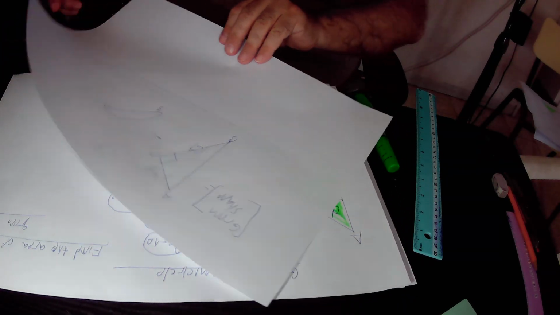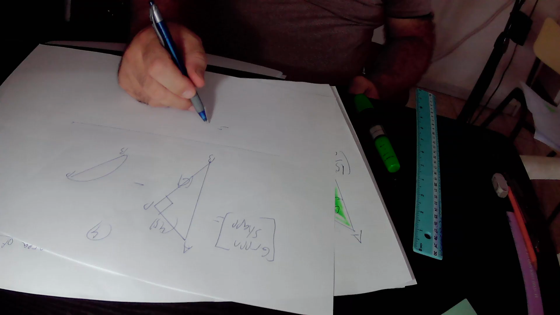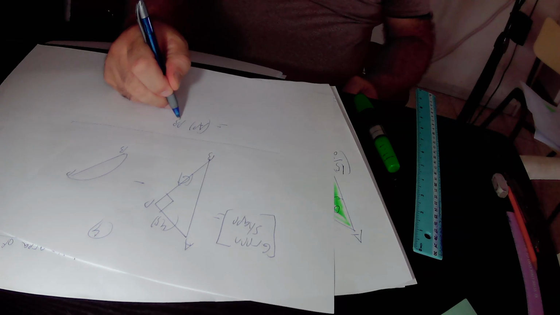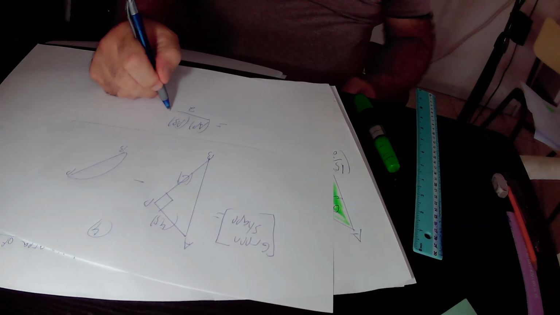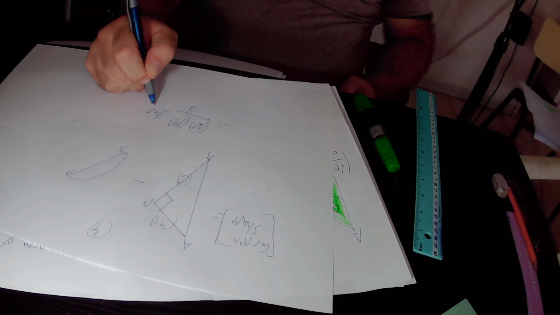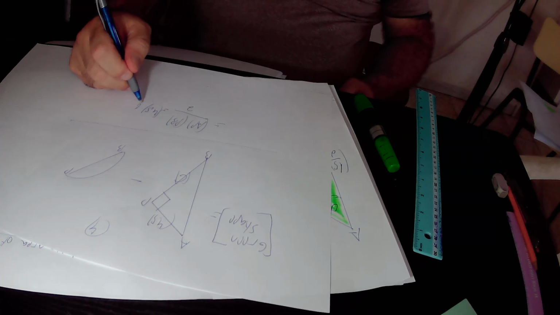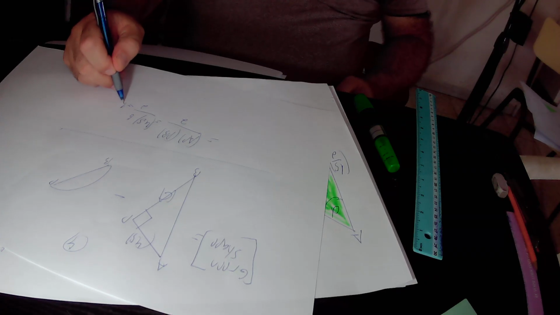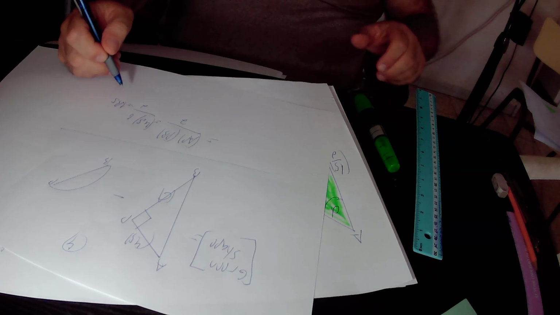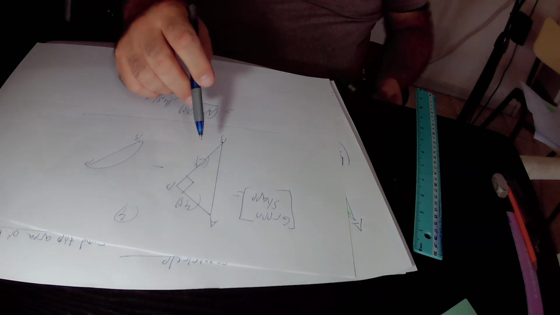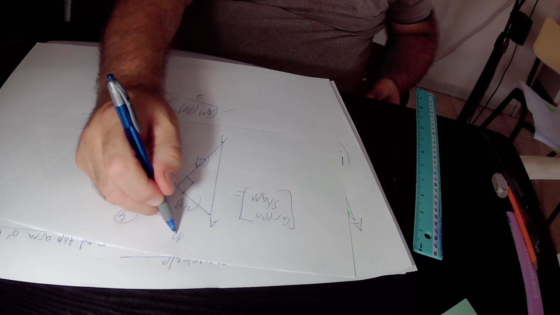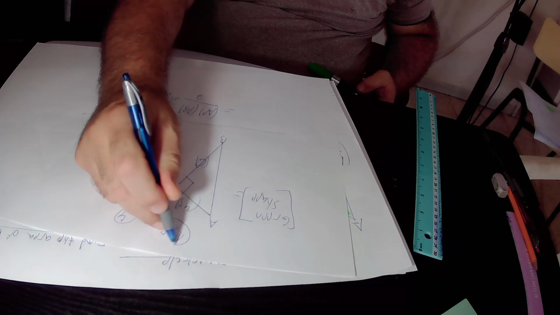So it is equal to the base AP times the height, that is PB, over 2. AP is 4.5, PB is 6, divided by 2. 6 over 2 is 3, and 3 times 4.5 is 13.5. So in total, the area of this right triangle APB is equal to 13.5 square units in its size.